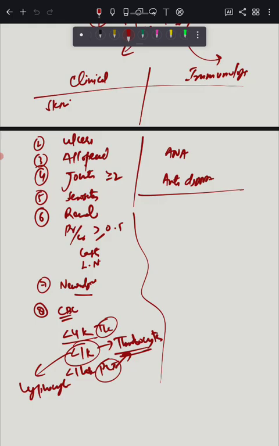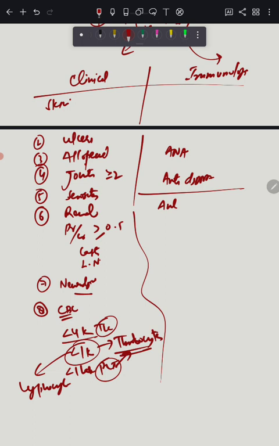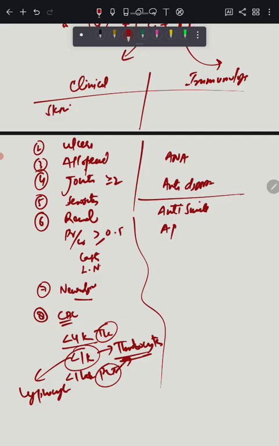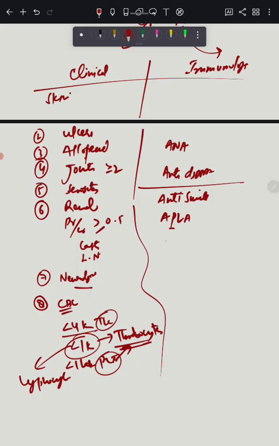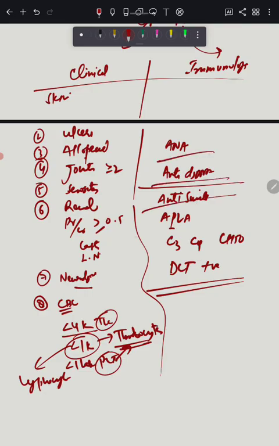Now continuing further, we have other antibodies, that's anti-Smith antibody, and we can have antiphospholipid antibodies, be it lupus anticoagulant or anticardiolipin or anti-beta-2 glycoprotein. And there is low serum complement level, C3, C4 or CH50, and positive direct Coombs test. So these are the immunological tests: ANA, anti-dsDNA, anti-Smith, antiphospholipid antibodies, low complement levels, or positive Coombs test.